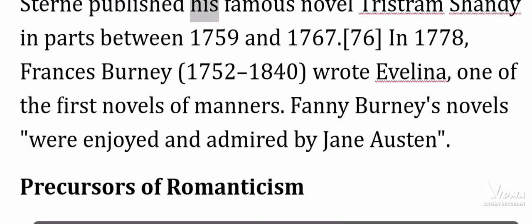Sterne published his famous novel Tristram Shandy in parts between 1759 and 1767. In 1778, Frances Burney, 1752 to 1840, wrote Evelina, one of the first novels of manners. Fanny Burney's novels were enjoyed and admired by Jane Austen.